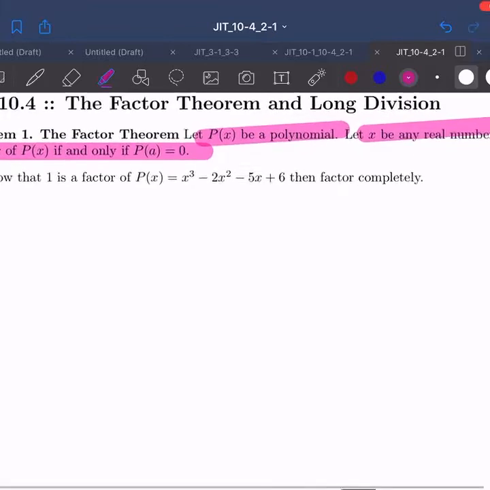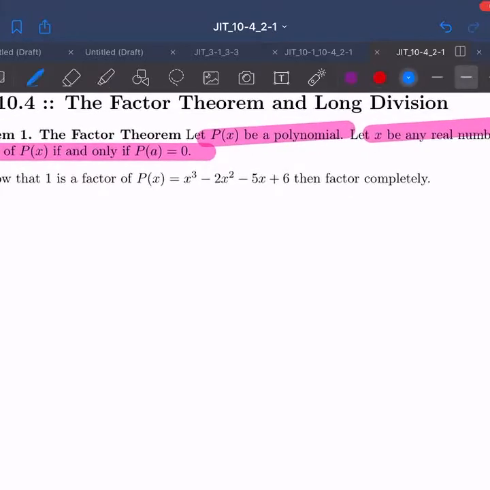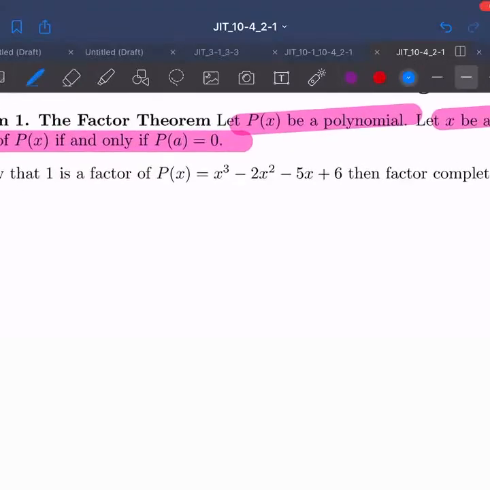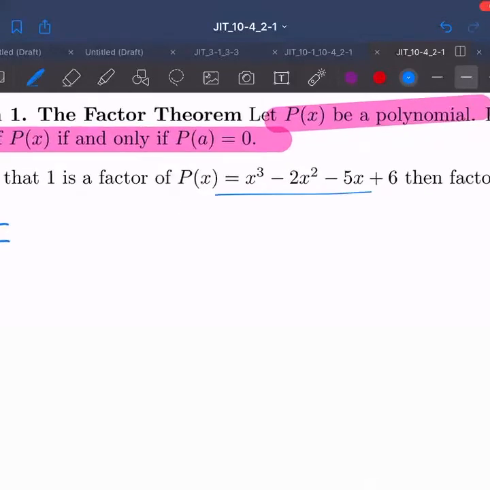So we'll see this. Problems will often be worded like, show one is a factor of this and then factor completely. Or is this a factor? Okay, so for this we'll say, well, what is p of 1? So p of 1 is equal to, I'll plug 1 in for our polynomial up here. So it'll be 1 cubed minus 2 times 1 squared minus 5 times 1 plus 6.